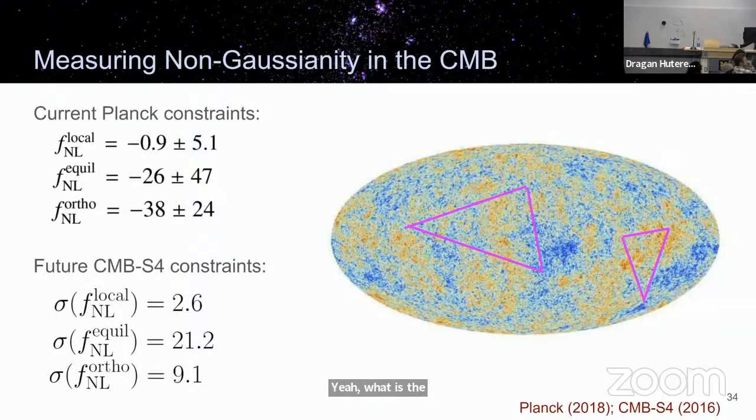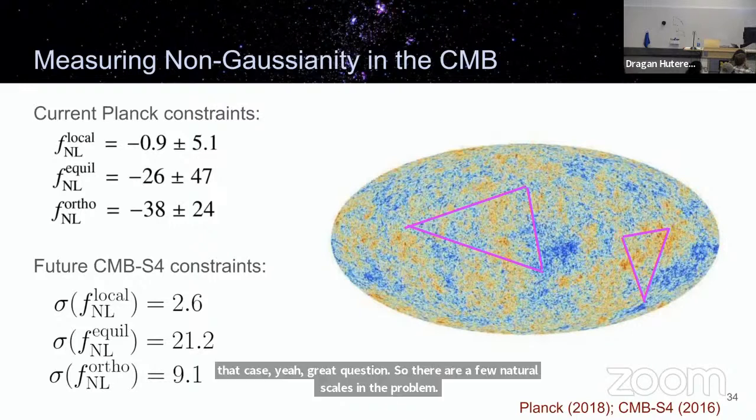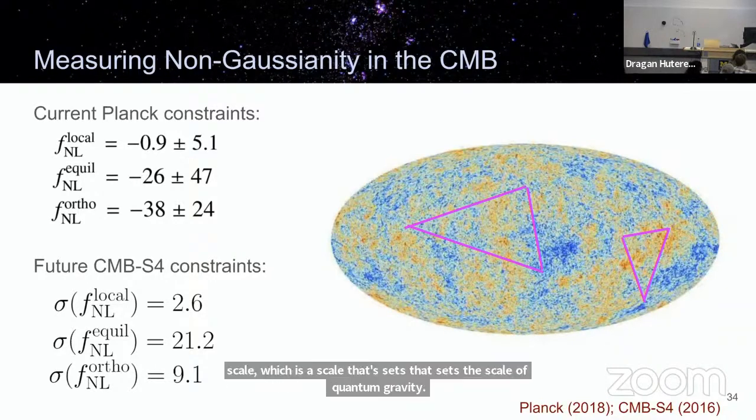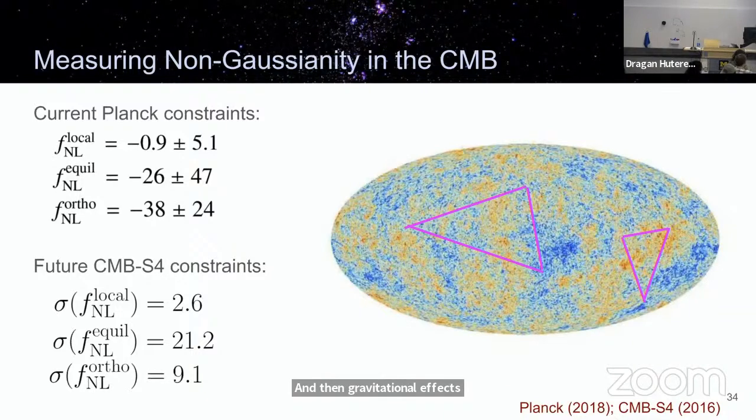Yeah, great question. So there are a few natural scales in the problem. There's the scale of inflation itself. So H during inflation sets an energy scale. That one was relevant for determining what fields received quantum fluctuations and which ones were massive and could basically be ignored during the dynamics of inflation. There's another scale of relevance, which is the Planck scale, which sets the scale of quantum gravity and gravitational effects. It turns out the relevant scale for the effective field theory is the geometric mean between those. Yeah. Yes.